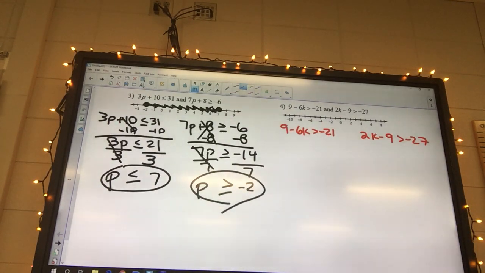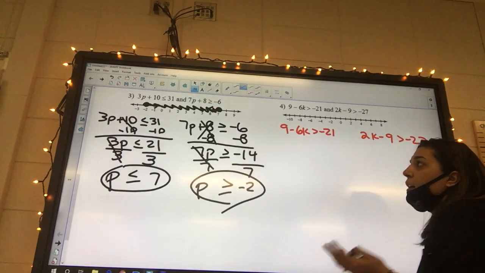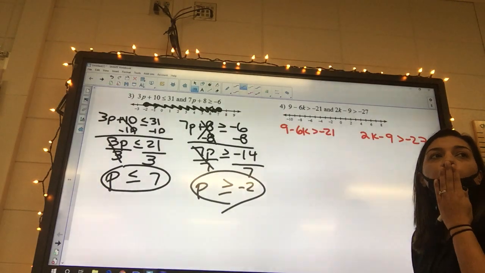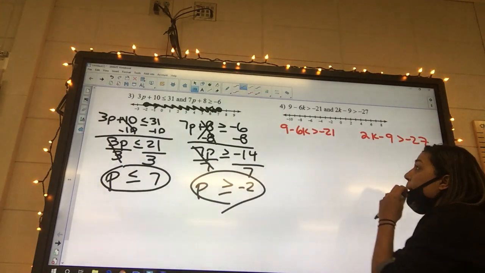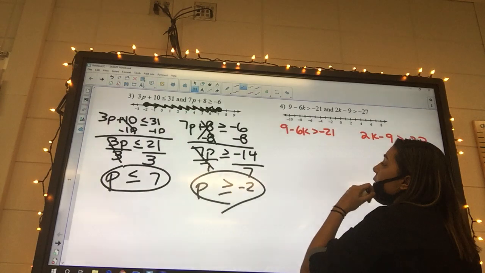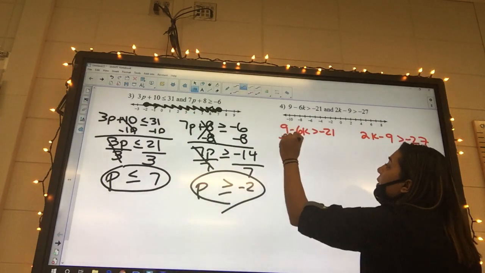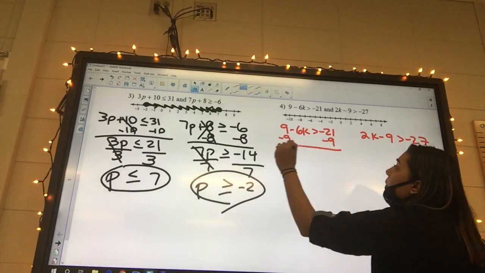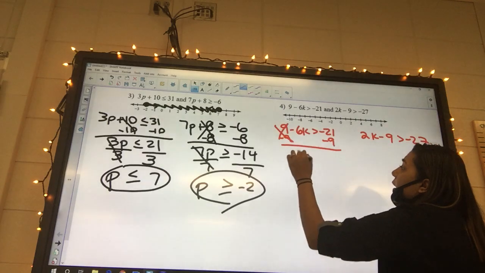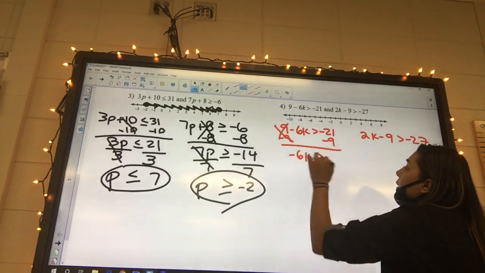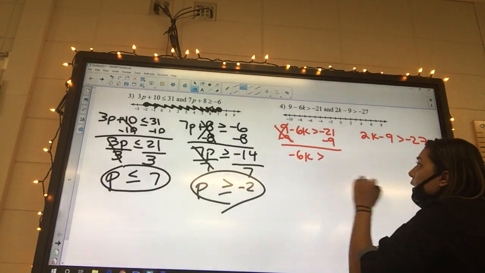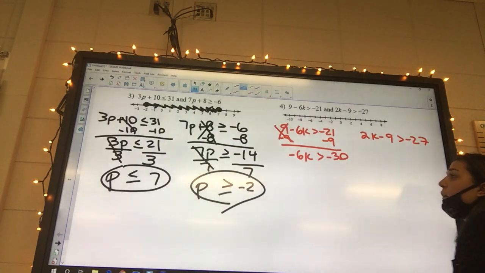Okay, we need to add or subtract the kid. Who's the kid? The 9. So if there's no sign in front of a number, what is it? Yeah, so it's going to be a minus 9 because there's really a plus here. There's that magic plus. So we're going to say minus 9, minus 9. Okay, so I got negative 6k is greater than, and it's going to be negative 30.